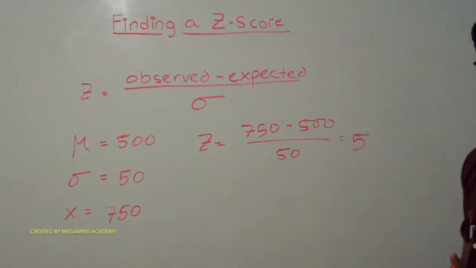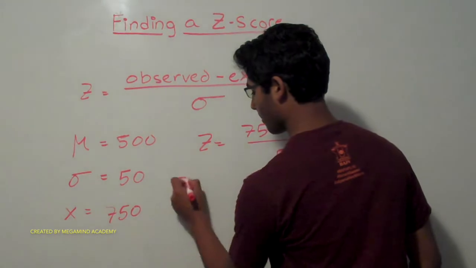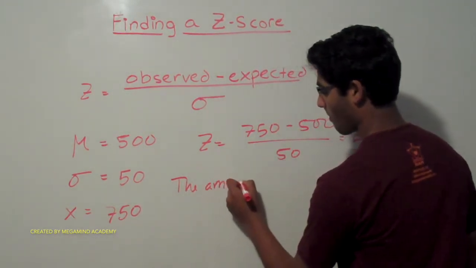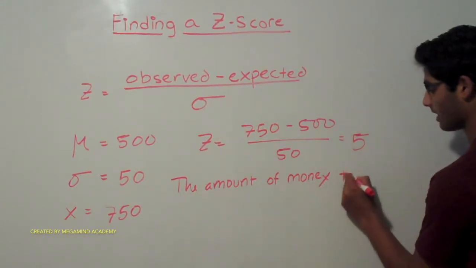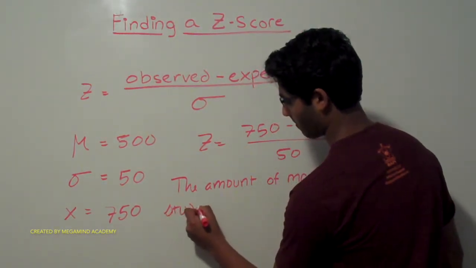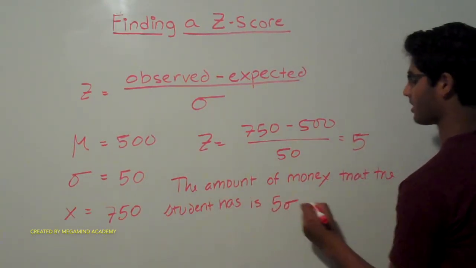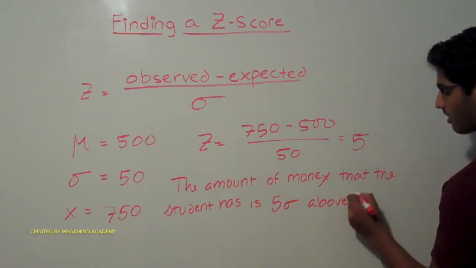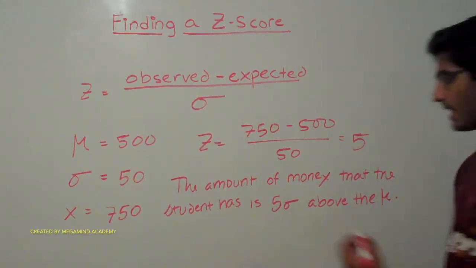So what does this tell us? Well, this tells us that the student's amount of money is 5 standard deviations above the mean amount of money that the people have. So we can write that down. The amount of money that the student has is 5 standard deviations above the mean. Alright, so it's simple as that.